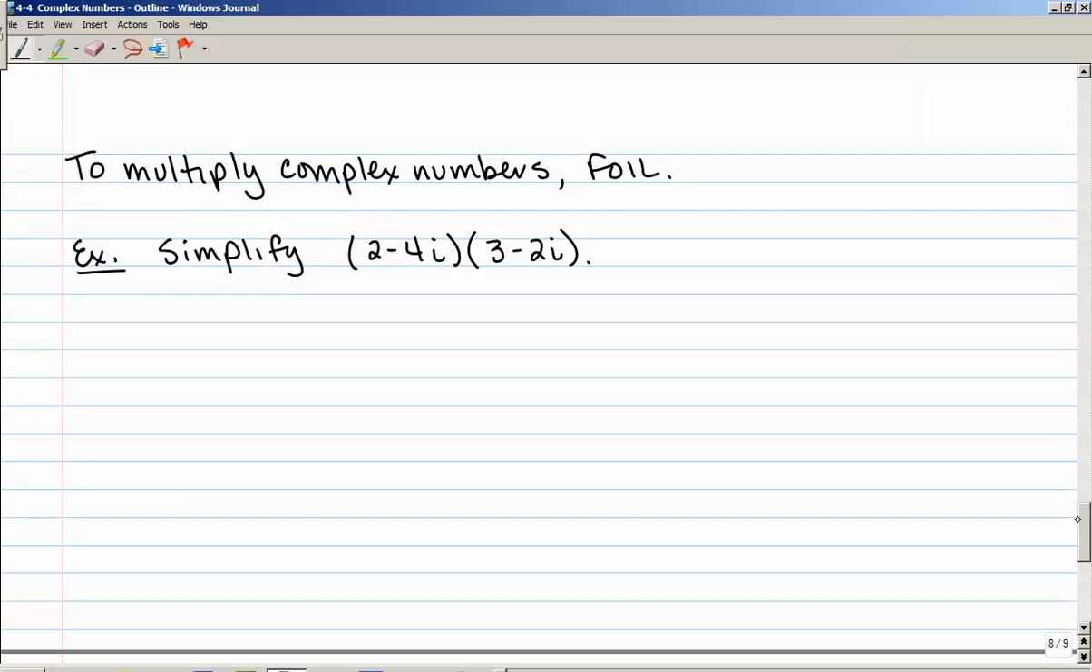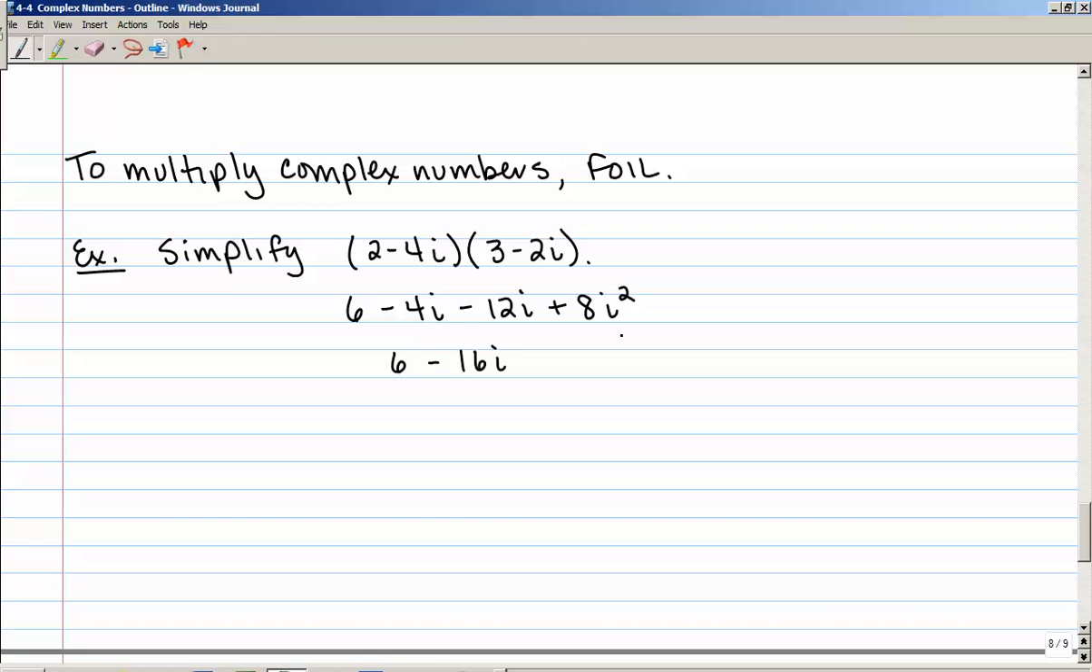Now to multiply complex numbers, we basically just FOIL. Treat it as though it were two binomials and we're just multiplying them out. So simplify 2 minus 4i times 3 minus 2i. So 2 times 3 is 6, that's my first, my outer, my inner, and my last, a positive 8i squared. Negative 4i times negative 2i is a positive 8i squared. So this is going to give me 6 minus 16i.